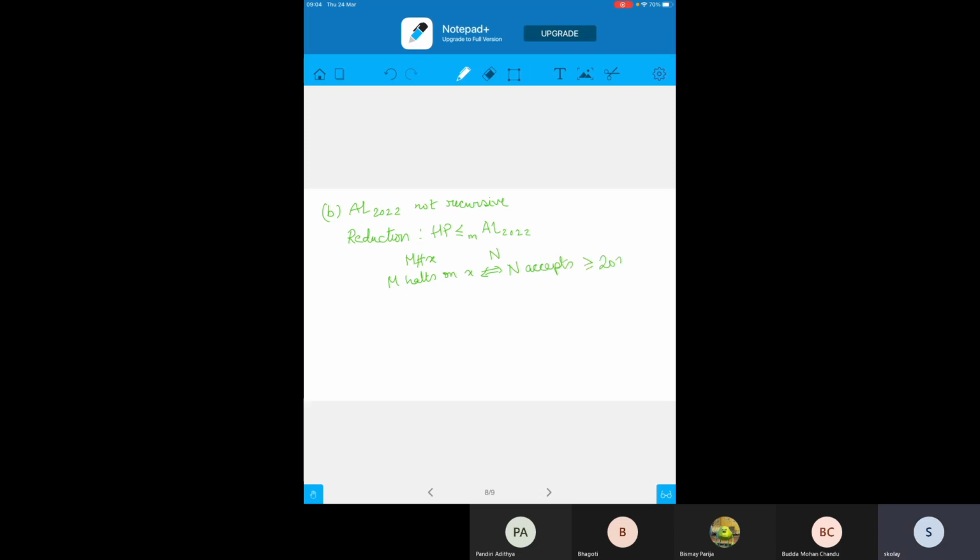at least 2022 strings. So have you seen any examples where if M halts on X, then the language of N has a lot of strings, and if M does not halt on X, then the language of N maybe does not accept any string? Have you seen any examples like this in the previous classes?